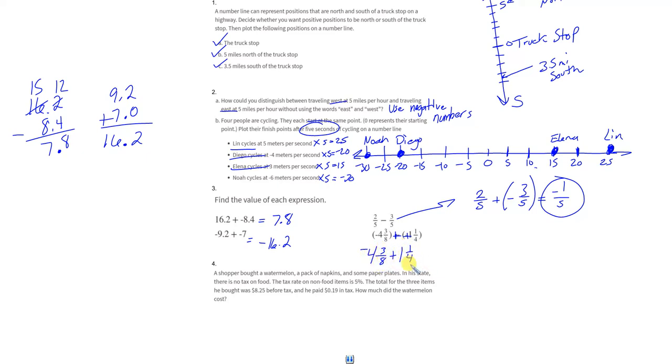Get like denominators by changing this one to 1 2/8. And since the signs are different, we're going to subtract. So 4 3/8 minus 1 2/8 with a like denominator. And this one works out really nice, 3 1/8. But you got to look back, the negative wins the sign. So negative 1 3/8. We'll stop there for now.